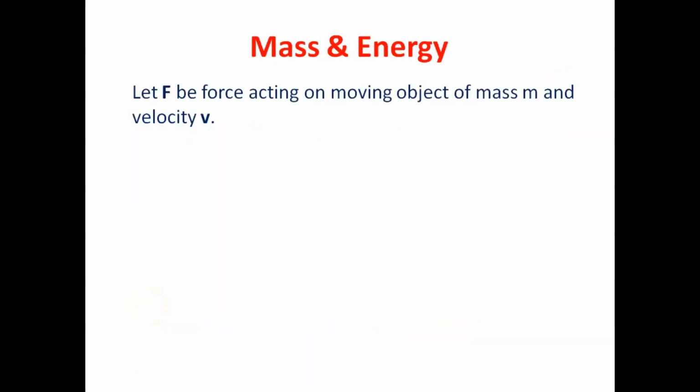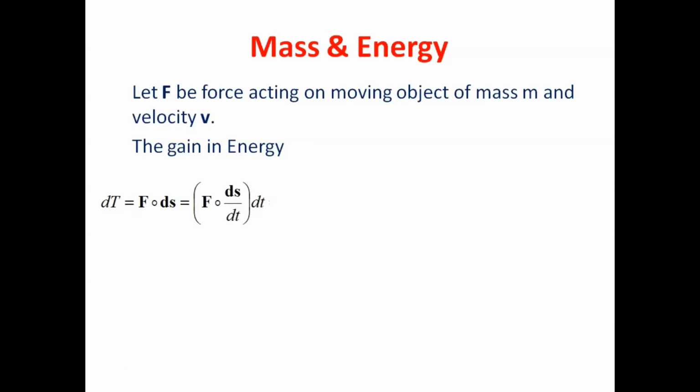Now we are going to deal with the most famous equation for which Albert Einstein is known to common people, that is mass energy equivalence. Let F bar be the force acting on a moving object of mass m and velocity v. This force will cause the gain in energy of the particle, and that is in the form of work done. That work done, F dot dr, we are now writing as F dot ds, where ds is displacement.